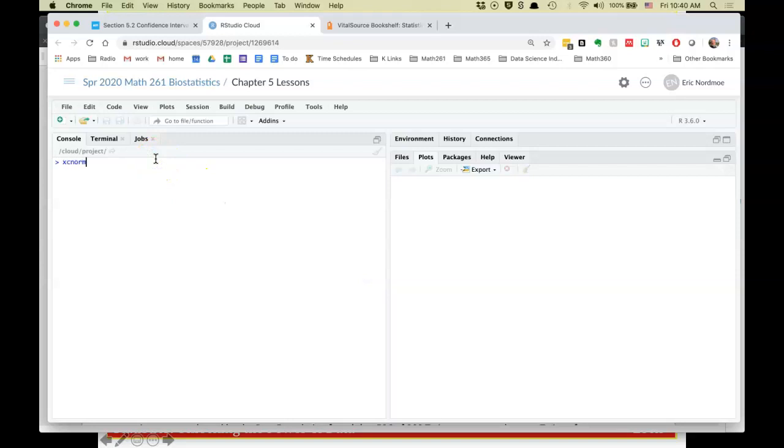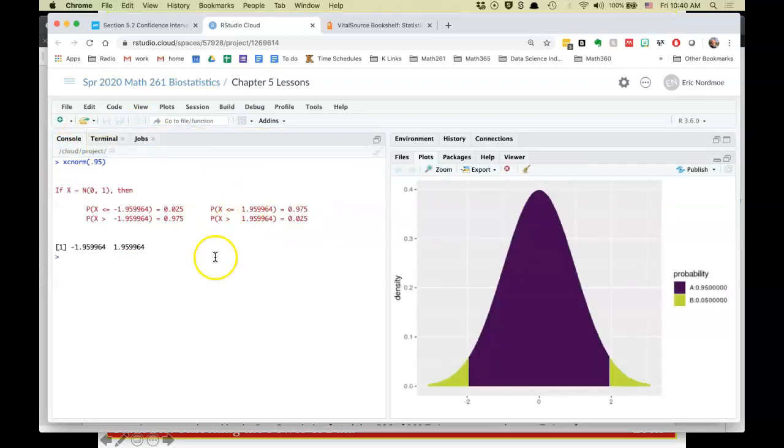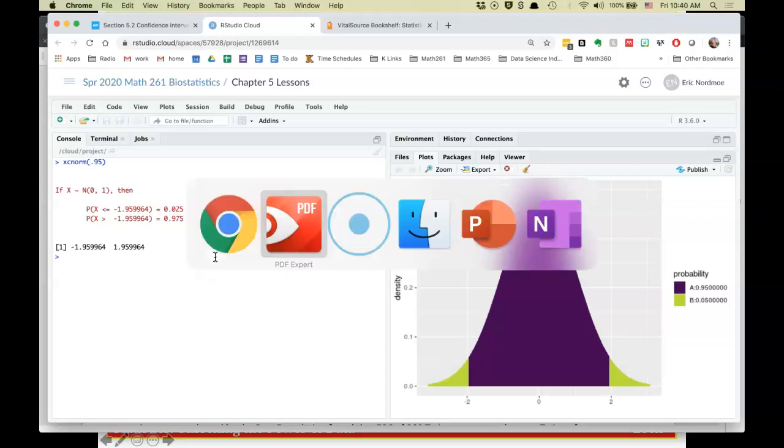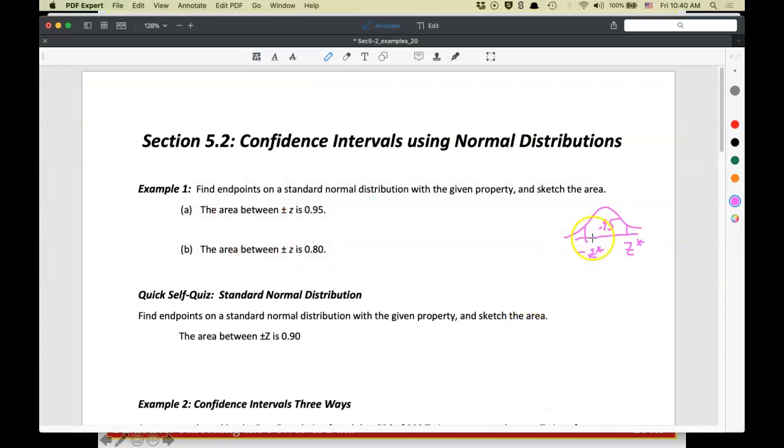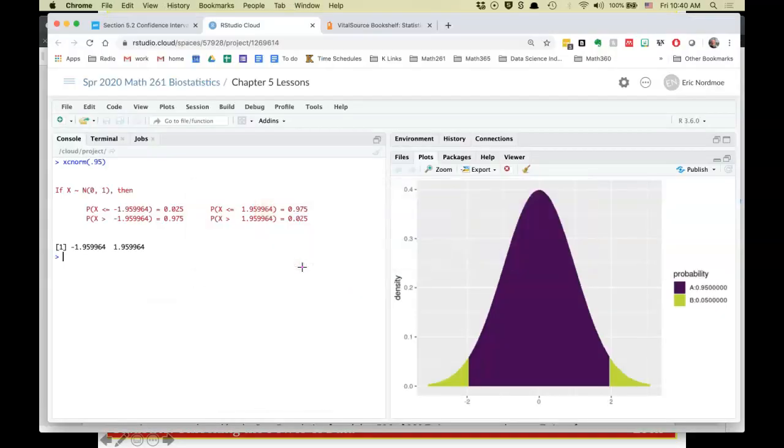So xcnorm is the command that's going to be in the center, the center probability. If we put in 0.95, by default we have mean of 0 and standard deviation of 1. So we get the values 1.96 and negative 1.96, centered at 0, of course. So the endpoints are negative 1.96 to 1.96, and those are our values of z star and negative z star. Let's continue for 0.8 in the middle.